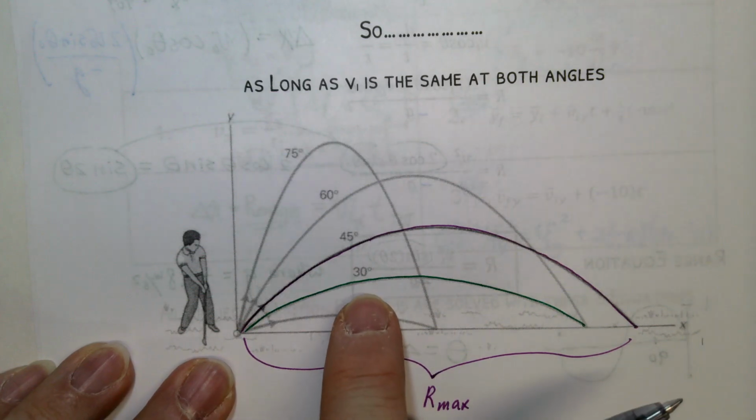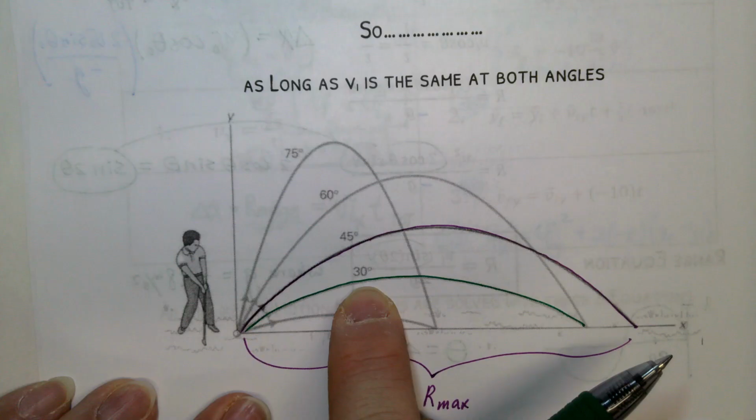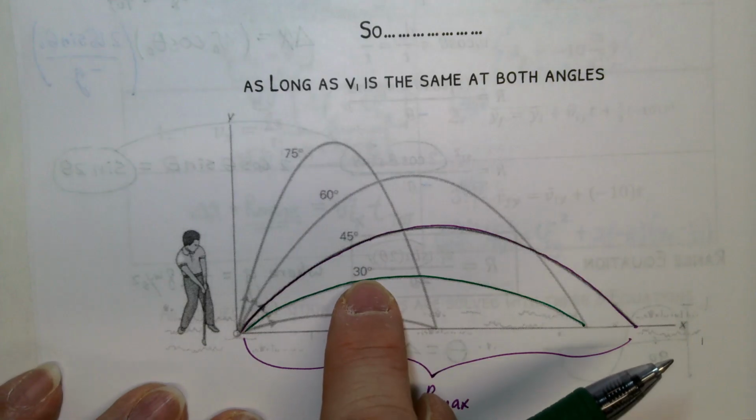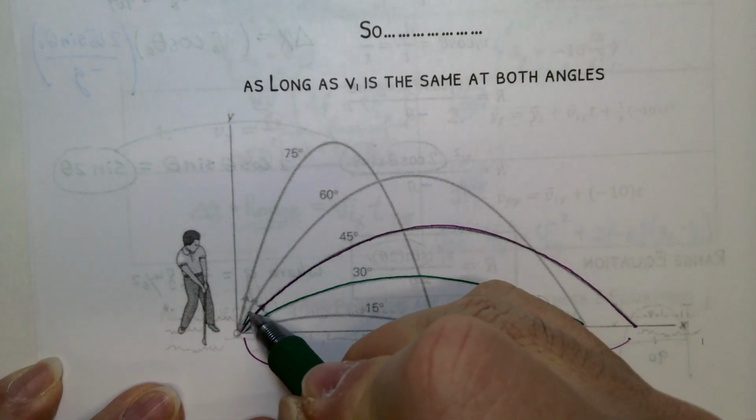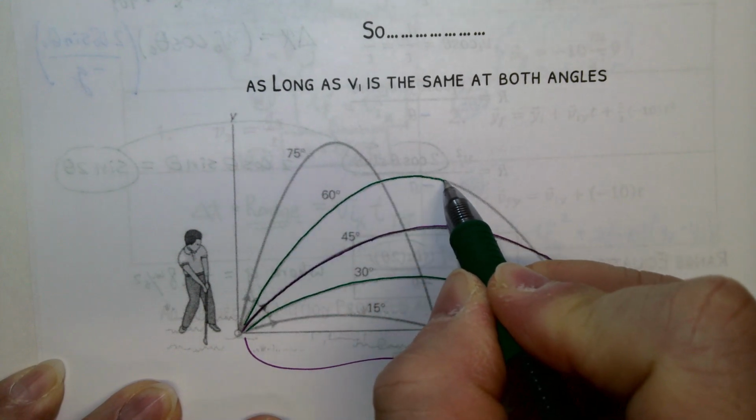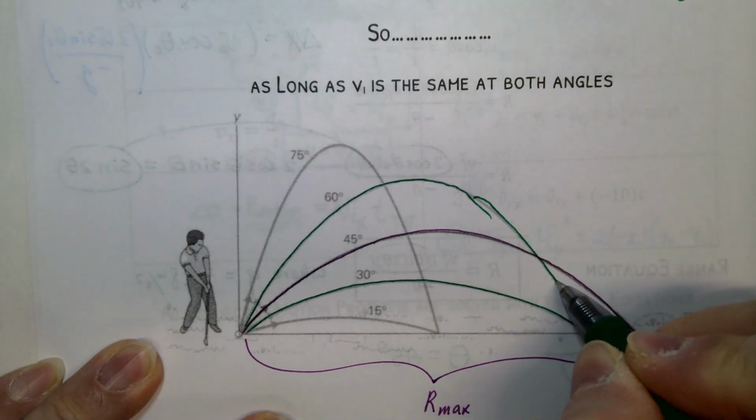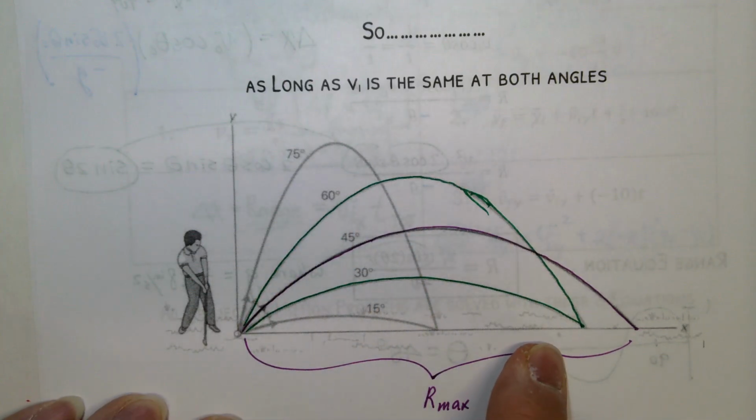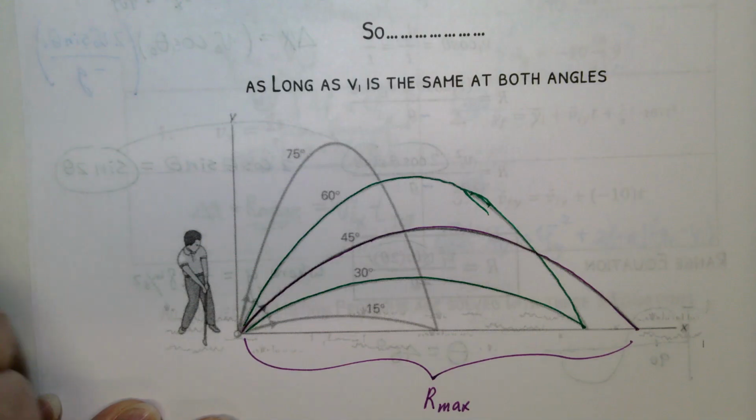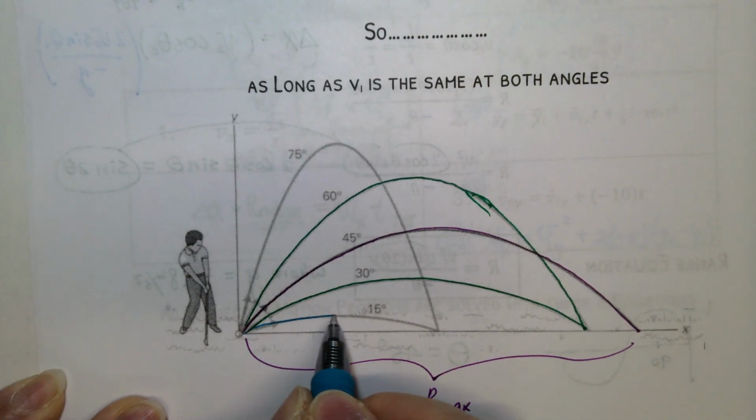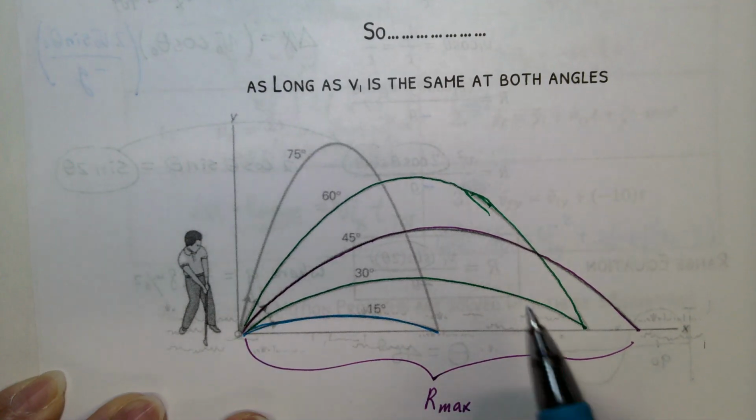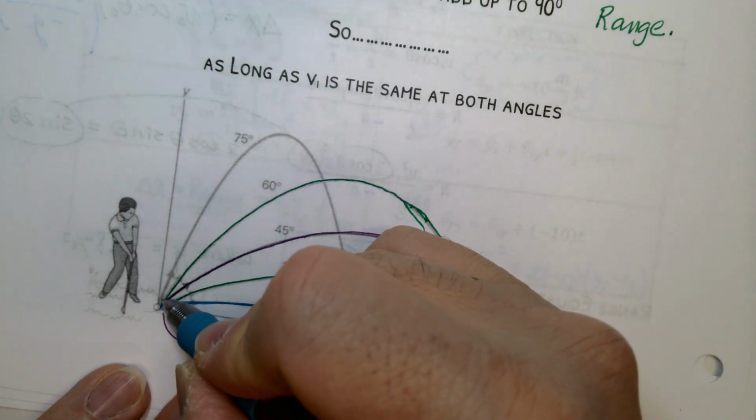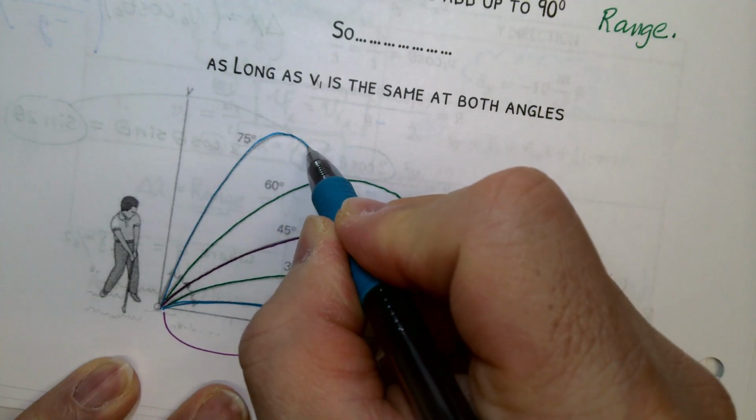But if you were to actually shoot this at the complementary angle, which is 60 degrees, you'll get the exact same range as your 30 degree angle. But it would just go up higher and then come back down. Okay? And if you go at 15 degrees, it will not go as far. But if you do it at a complementary angle of 15, which is 75, this will go really high up and it will come back down like this.